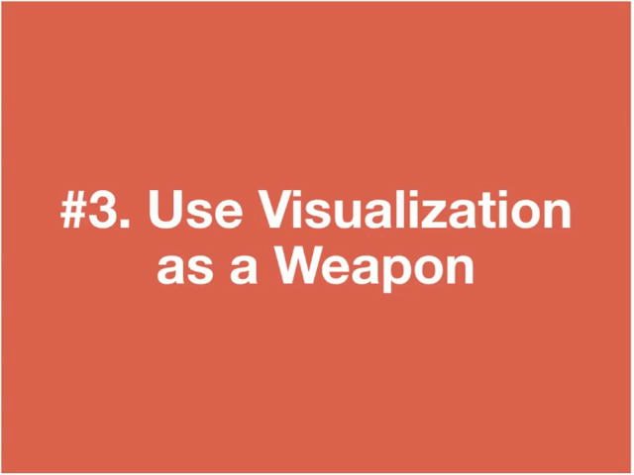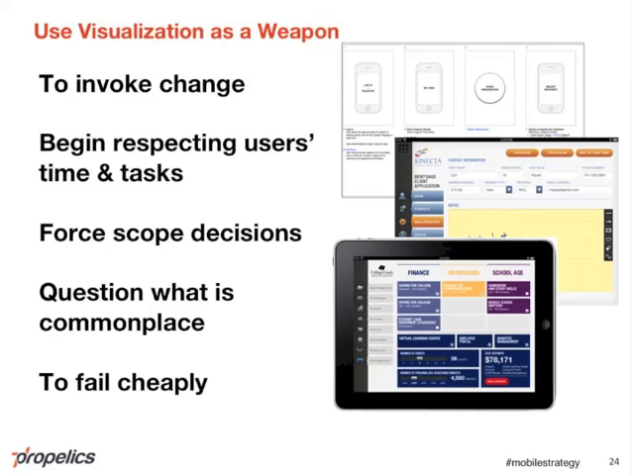The third one is really around using visualization. And with visualization, we talked a little before about not having UX experience in-house and other things. Visualization is absolutely the largest one that we use in trying to build great enterprise applications. We use it to invoke change. We use it to find ways to start respecting end users, whether B2E or even B2C, their time and the tasks that they're trying to perform.